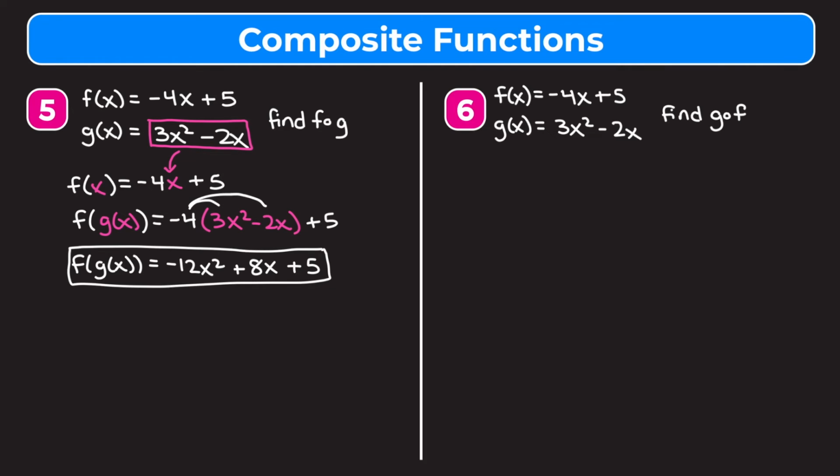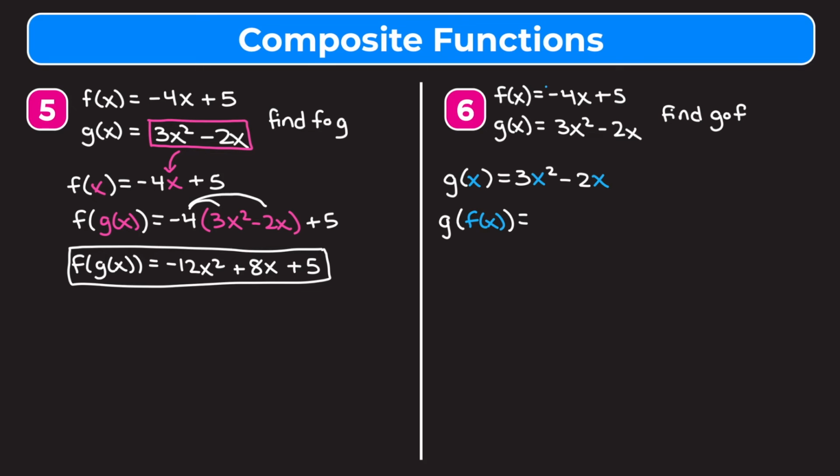If we take a look at our last example, we have the same 2 functions, but this time we want to find g of f of x. So I'm going to start by rewriting my g of x function. So g of x is equal to 3 times x squared minus 2 times x. This time I have 2 x's in my g of x function, but we're still going to solve it the same way. So I want to find g of f of x.